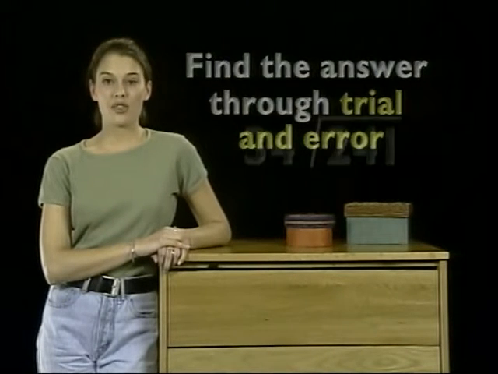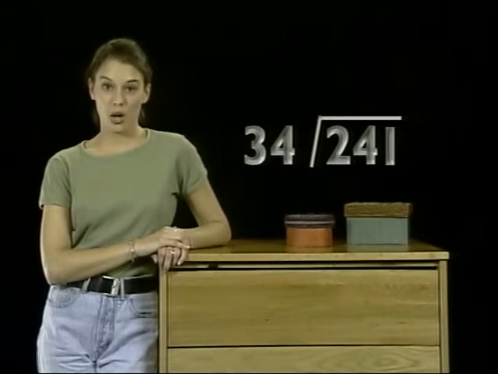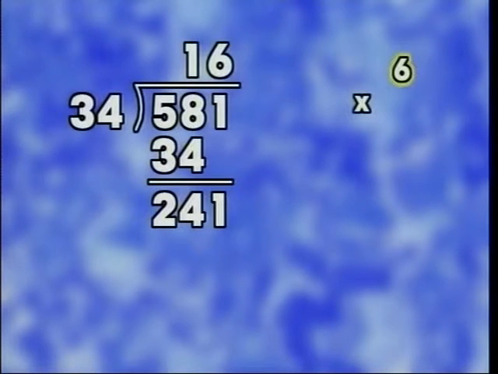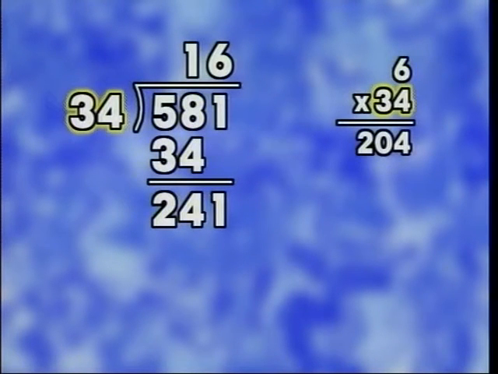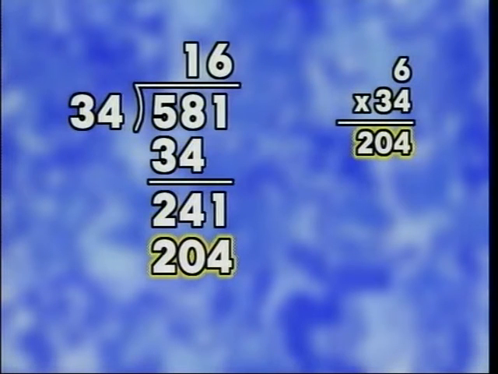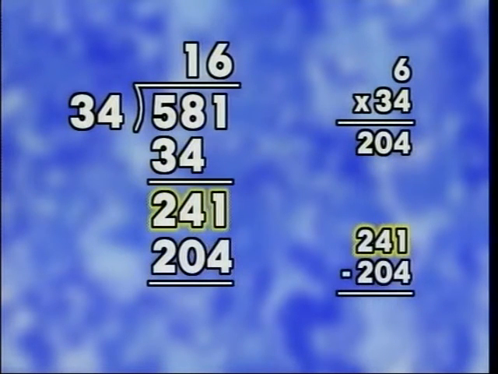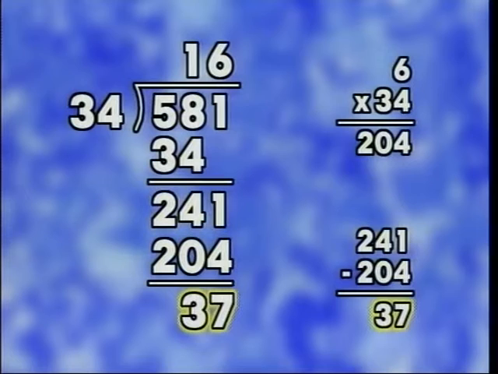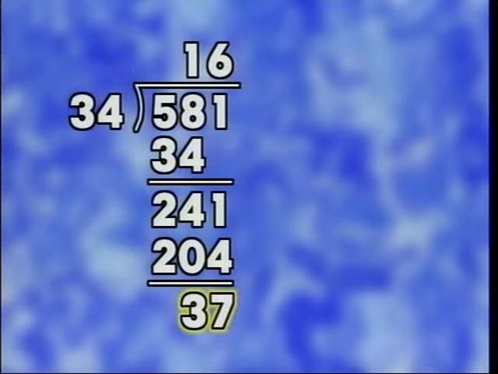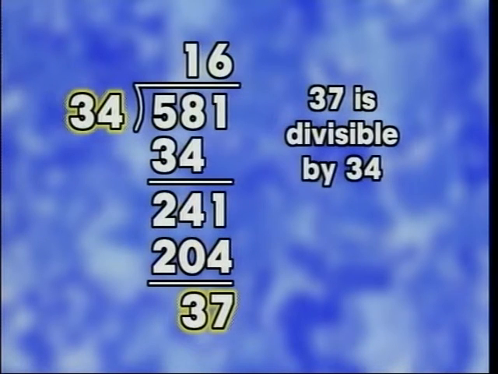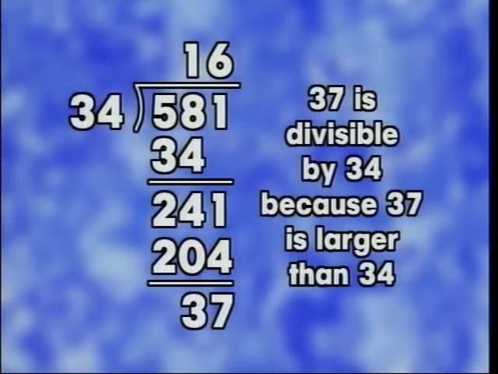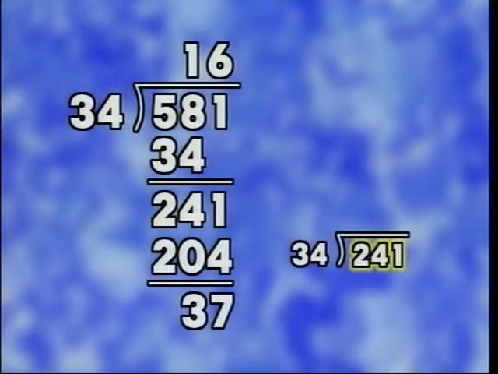Let's try to divide 34 into 241 6 times. To do this, we multiply 6 times 34. Then, the product is 204. We subtract 204 from 241 to equal 37. 37 is left over, but the divisor, 34, can be divided into 37 because 37 is larger than 34. So, we know we can divide 34 into 241 by a larger number than 6.